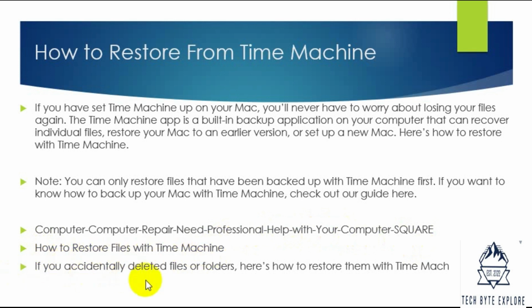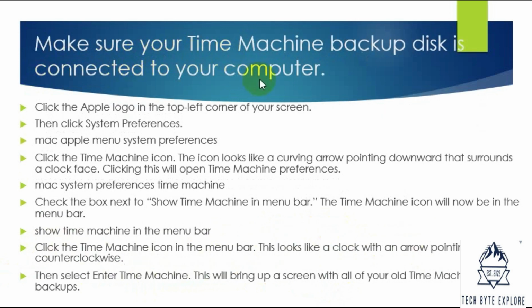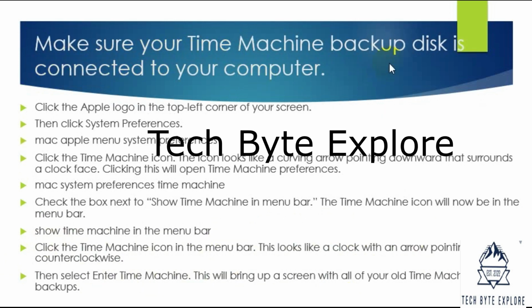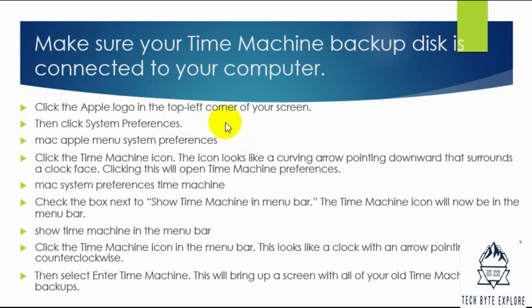If you actually did delete a file or folder, you can restore them with Time Machine. Make sure your Time Machine backup disk is connected to your computer. Click the Apple logo in the top left corner of your screen. Then click System Preferences. Click the Time Machine icon.